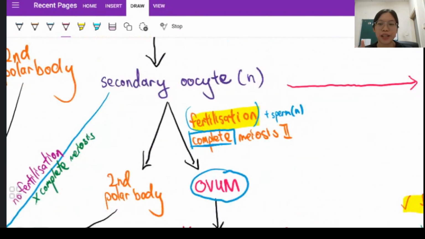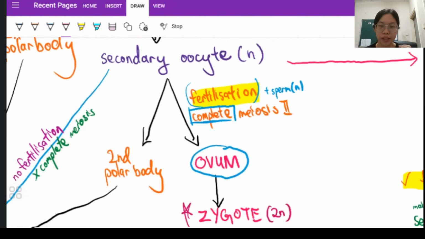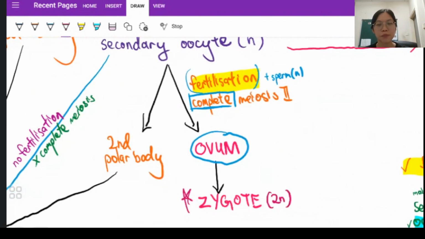The secondary oocyte is like, why would I complete meiosis 2 if no sperm penetrates me? When the sperm penetrates the secondary oocyte, it will form the second polar body and the ovum. If fertilization occurs, the whole meiosis process occurs completely. After penetration, the immature secondary oocyte becomes more mature, which is the ovum. The sperm will fertilize the ovum to form the zygote. So basically it becomes a zygote already.